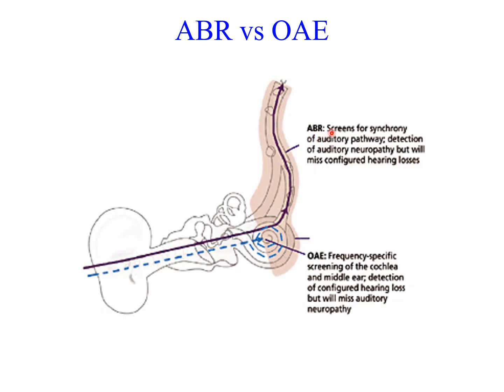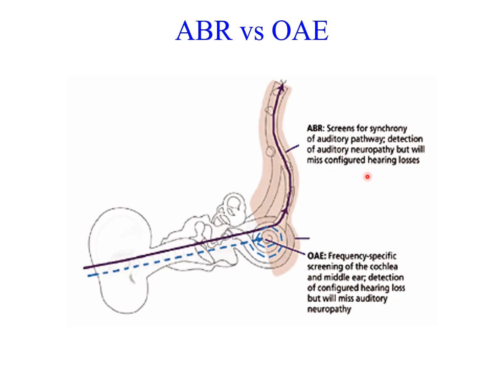So when we use ABRs, there are pros and cons. The advantage is we will be able to detect auditory neuropathy. The downside is we are unable to detect a specific audiometric configuration.